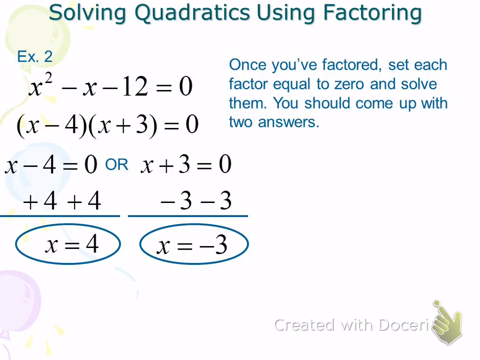Now, quick last question of the day. What are 4 and negative 3? What's the significance of 4 and negative 3 to the quadratic function? You plug it back in, it makes it equal 0, which means that they're not just solutions to the equation, they're also called zeros of the equation.